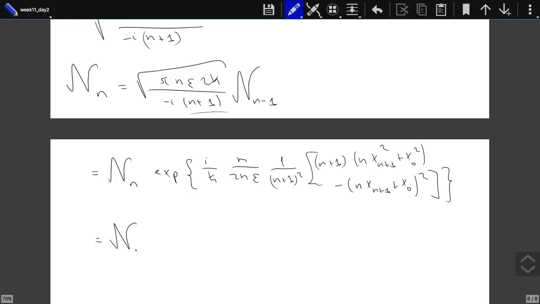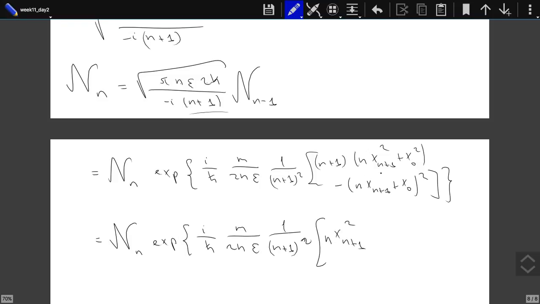And the normalization exponent, let's simplify it a bit. M over 2n epsilon, 1 over n plus 1 squared. What we have is the x_{n+1} squared term. Then from the first term I have n squared plus n as a coefficient. From the second term I have minus n squared, so what is left is n times x_{n+1}.